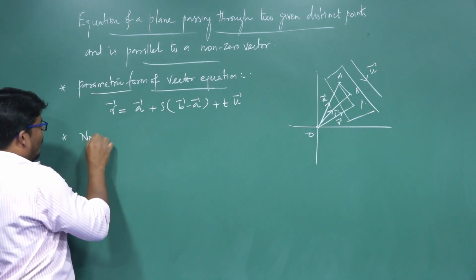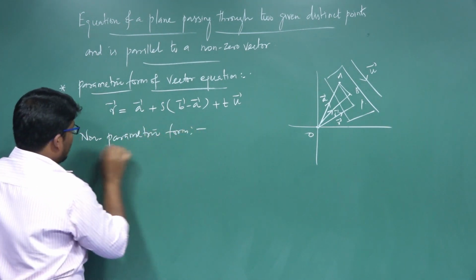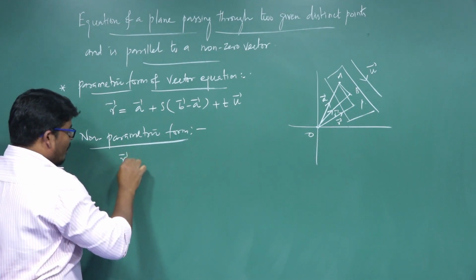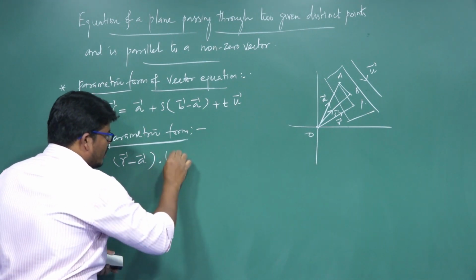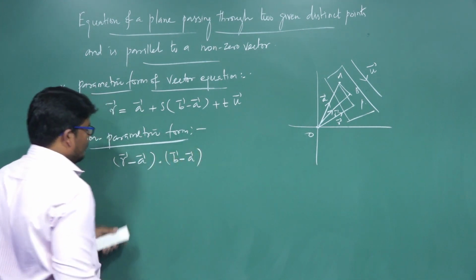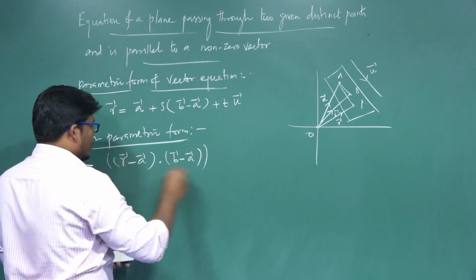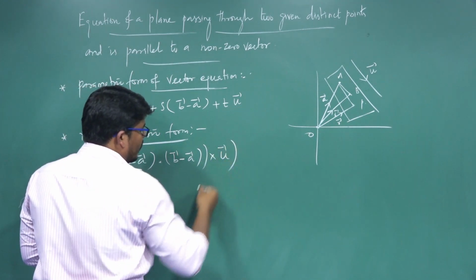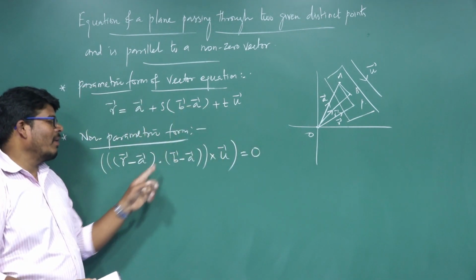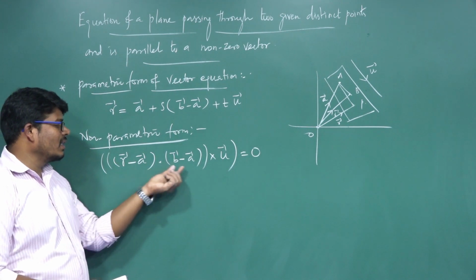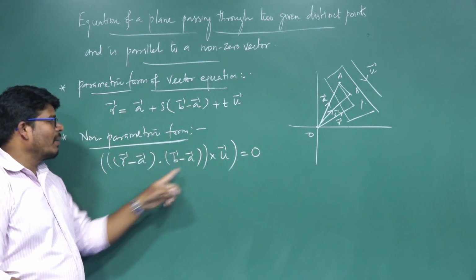The next one, the non-parametric form of vector equation. (r vector minus A vector) dot (B vector minus A vector) cross U vector equals 0. That is the non-parametric form of vector equation, where U is the parallel vector.